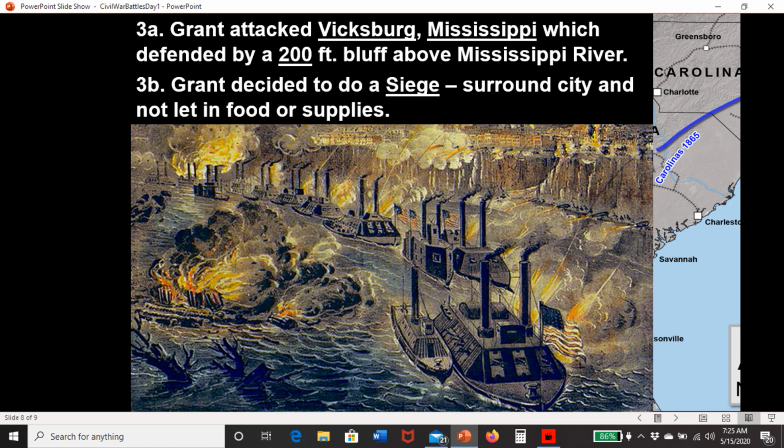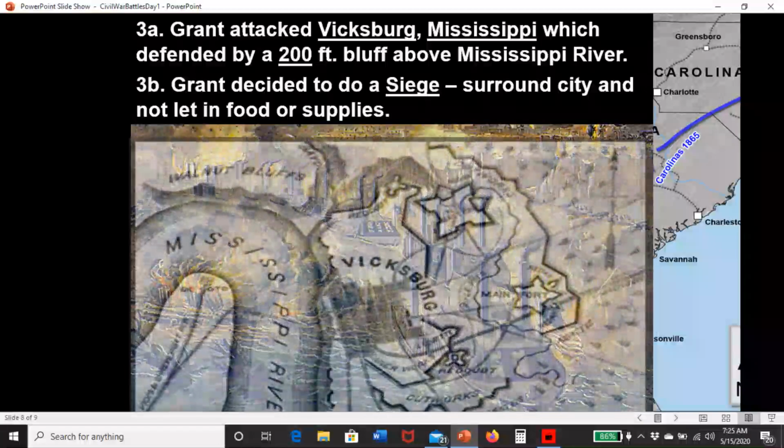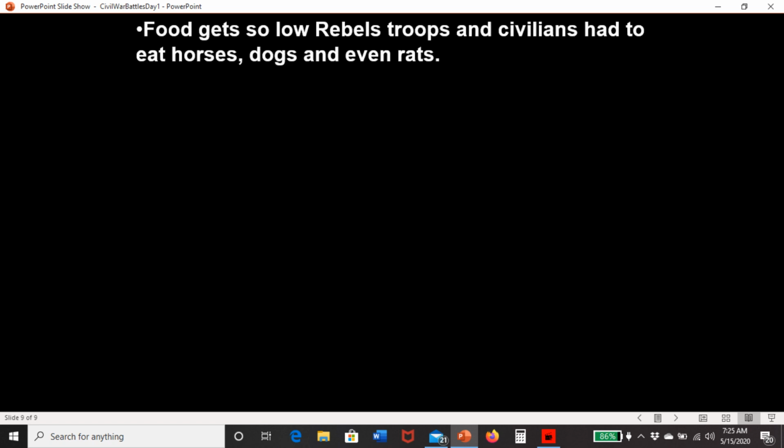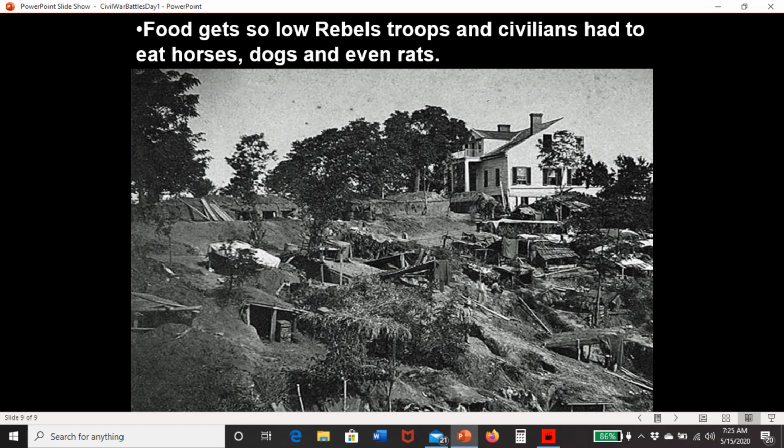Remember that we're not just laying siege to the military of the Confederacy, but we're also laying siege to the city of the citizens in there. While the city is being surrounded or besieged, it's going to be bombed a few days. Eventually, the food is going to become extremely low. There are stories about the citizens having to eat their horses or dogs. A lot of stories about the individuals living there turning to eating rats.